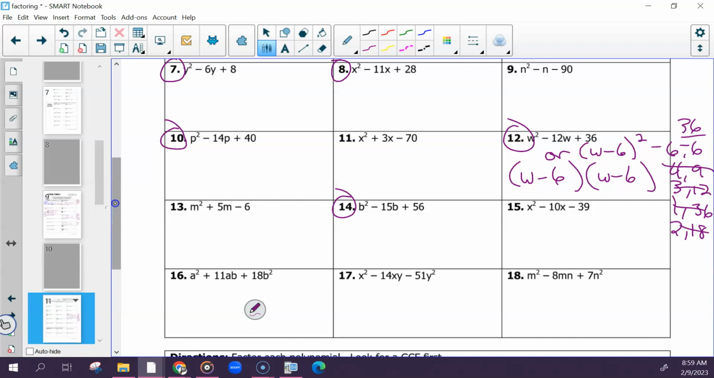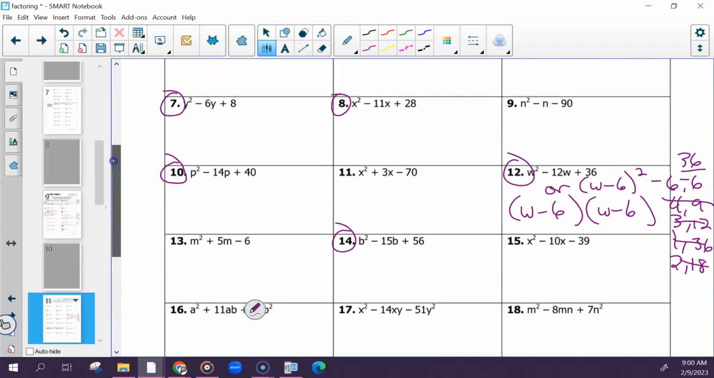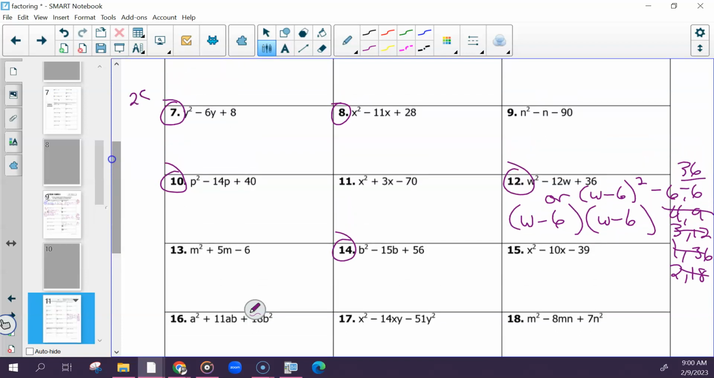Let's do one more of these. Pick one. Okay. Let's hold on 17 because that's a different type, but one of the circled ones. Okay, we do 8. Factors of 28.